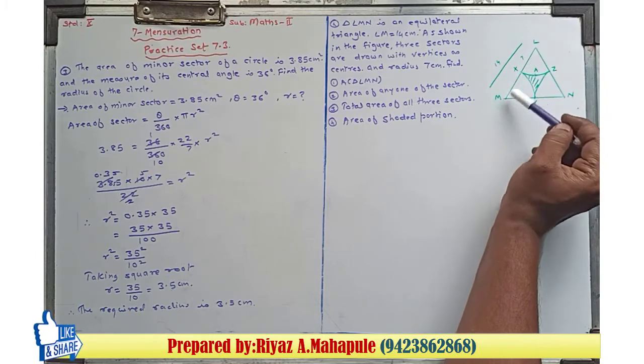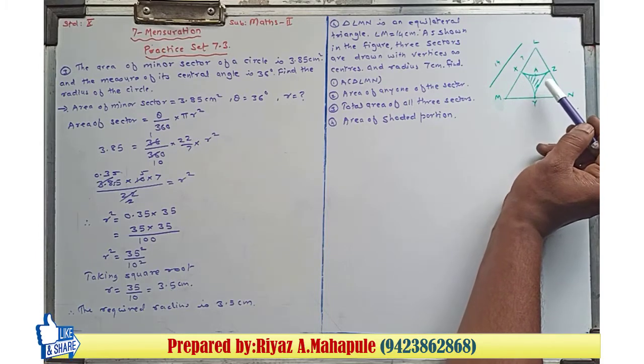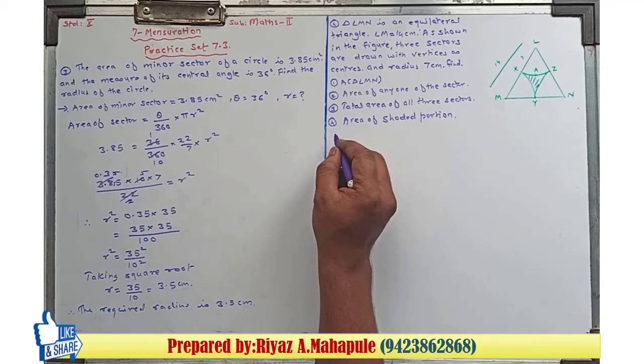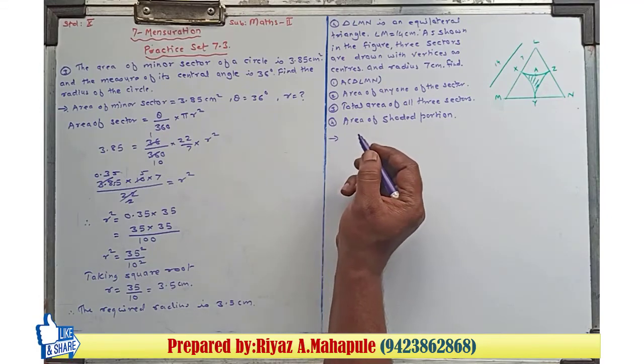Okay. तो पूरे ट्रायंगल में से तीनों सेक्टर्स का एरिया माइनस करेंगे तो अपने को क्या मिलेगा, एरिया ऑफ शेडेड पोर्शन मिलेगा. ठीक है, तो ये हिसाब से इसको सॉल्व करना है. So we will solve the solution. We start like this.